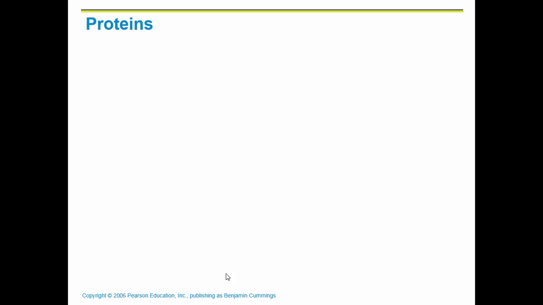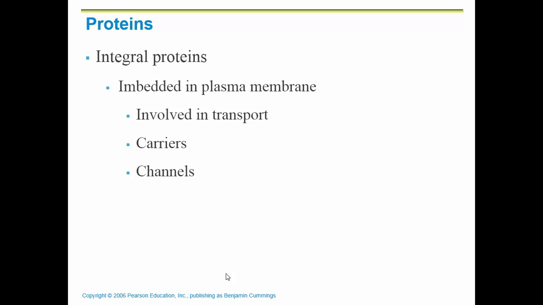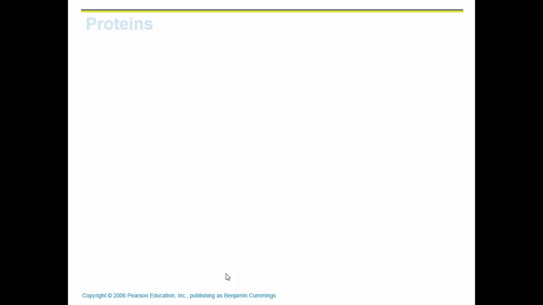Within the cell membrane, you also have proteins. We have two main types of proteins in the cell membrane. We have integral proteins, which go all the way through the cell membrane. They have a part on the outside of the cell membrane and a part on the inside. These are involved in transporting different molecules, ions, and electrolytes in or out of the cell.